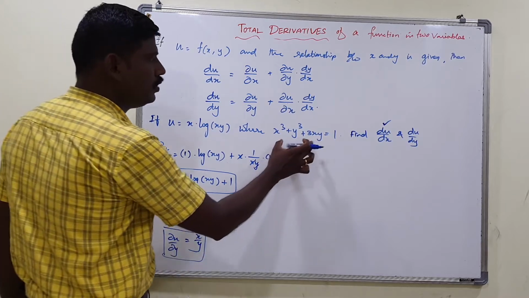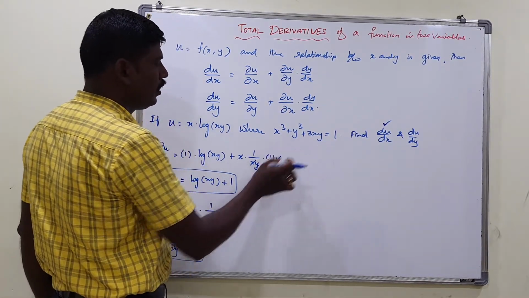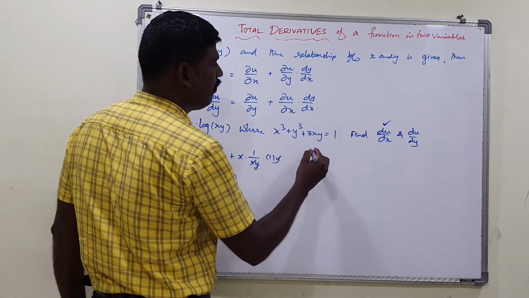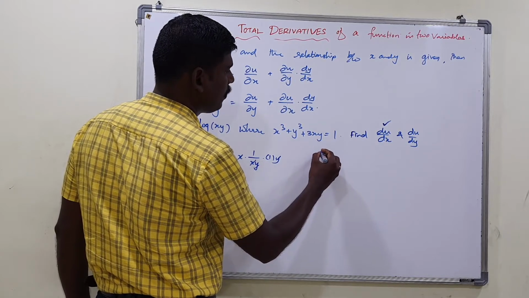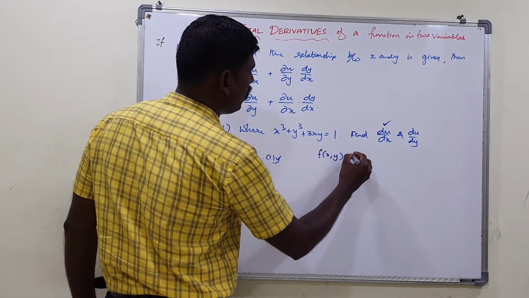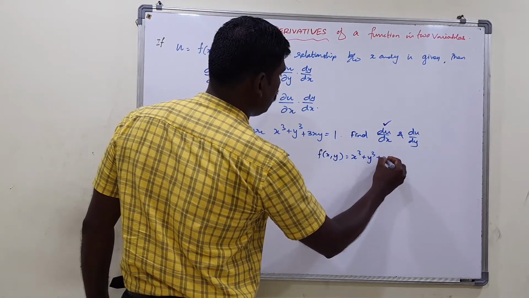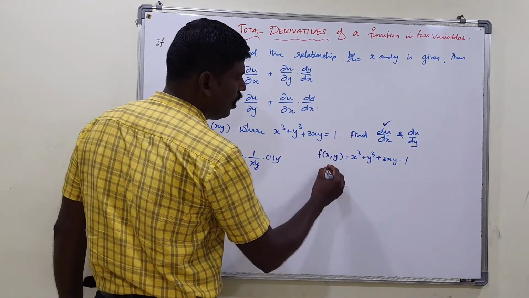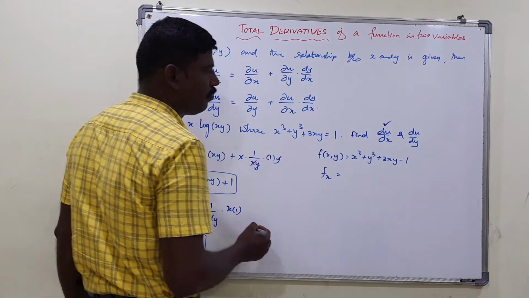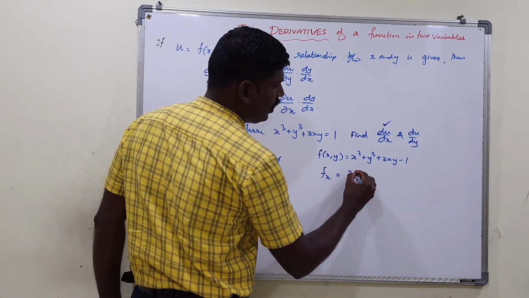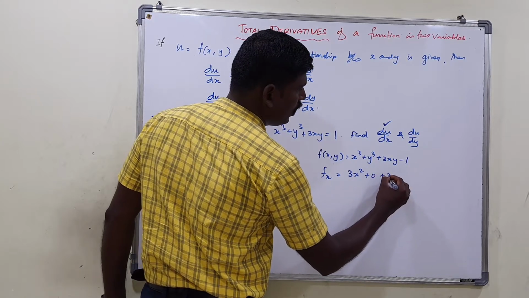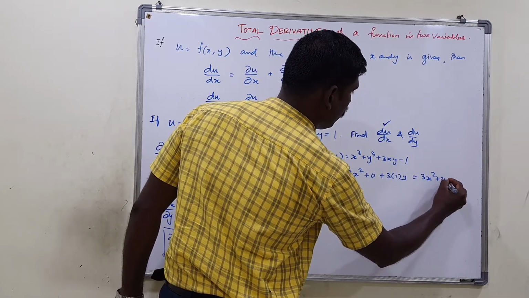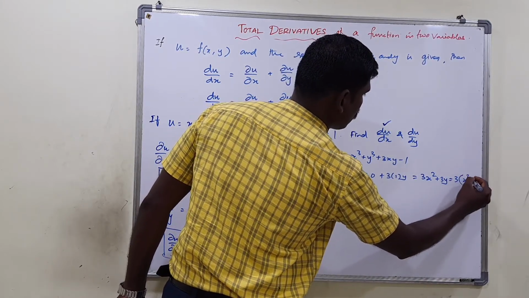Now this is an implicit function. Now I am going to find dy by dx through total derivatives by implicit total derivatives. So let us take this given function as f of x comma y equal to x cube plus y cube plus 3xy minus 1. Taking that minus 1 into the left hand side, take that function as f of x comma y. I am going to take the partial derivative of f with respect to x. So 3x square plus 0 plus 3 into 1 into y, minus 1 becomes 0. So 3x square plus 3y. You can take 3 as common, so x square plus y.